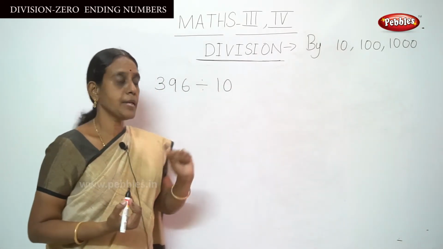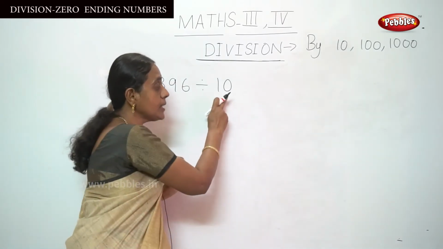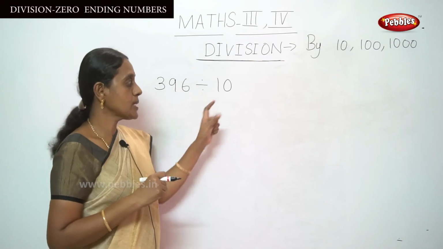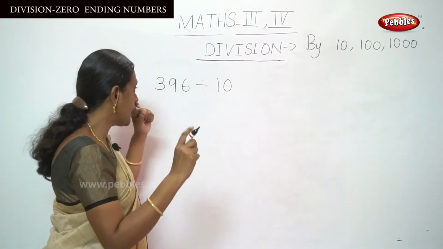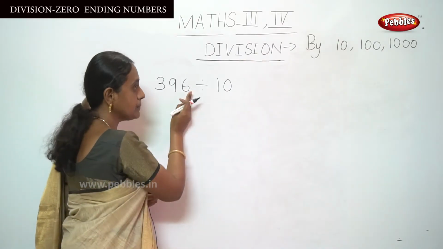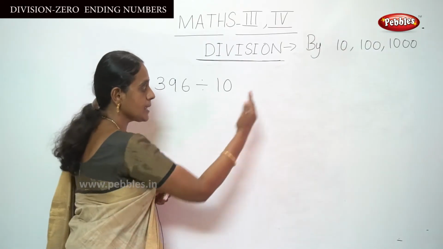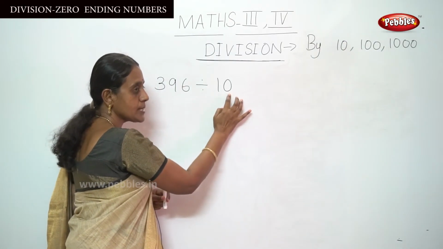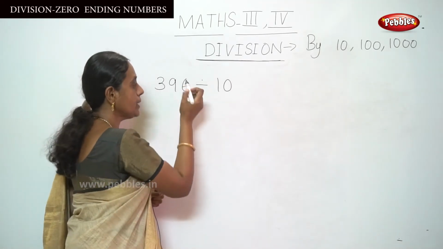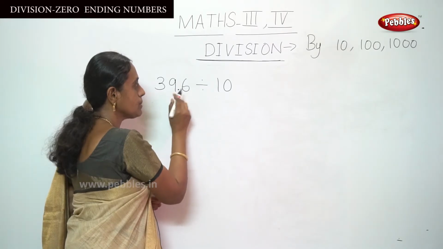By simply doing this, you should count the zeros. How many zeros are here? Only one zero. So you should put the decimal point from the right towards the left-hand side. This is the right-hand side. Towards our left-hand side, count the zero and put the dot here. So here there is only one zero, so you should put the decimal point here.